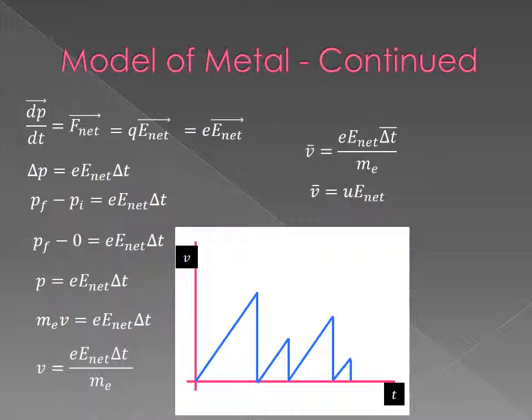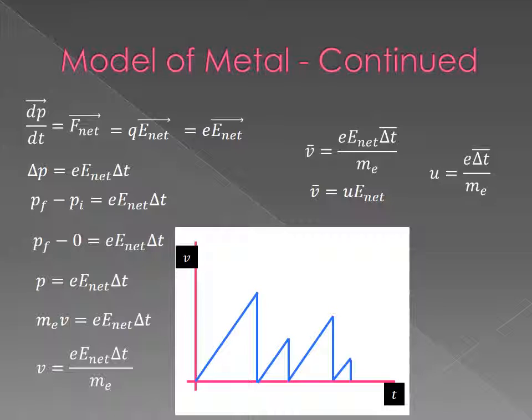Well, this model looks pretty close to the model we were talking about earlier, where the average velocity is equal to the electron mobility U, or the mobility of the charge U, times the net electric field. If you look at these expressions, both of them have a net electric field, and both of them have an average v. So what's the difference? Well, one has U and the other one has the magnitude of the charge times average delta t divided by m.